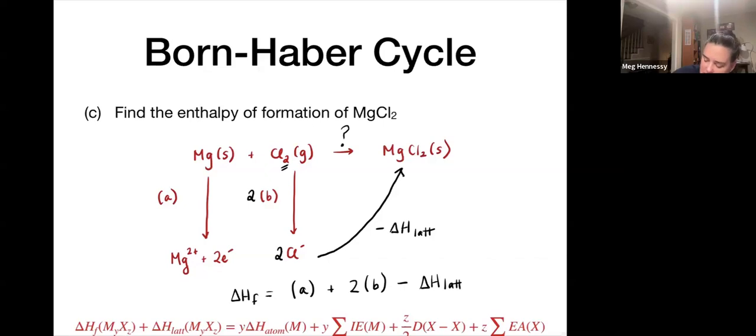The delta H of the lattice is 2540. The answer that we got in A was 2337. And the answer that we got in B was -228. So if I add those 3 terms together, being careful with my signs, the enthalpy of formation of magnesium chloride is -659 kilojoules per mole.